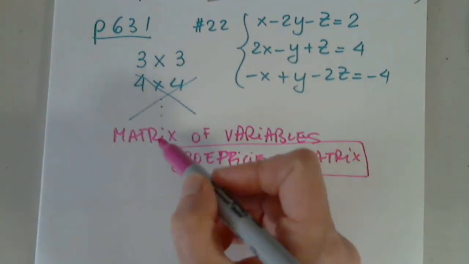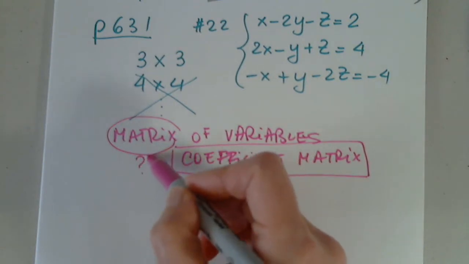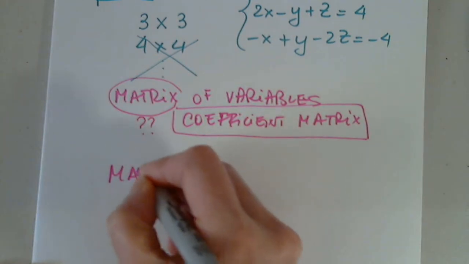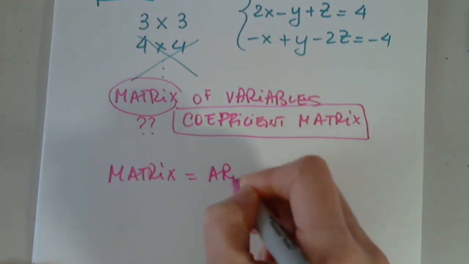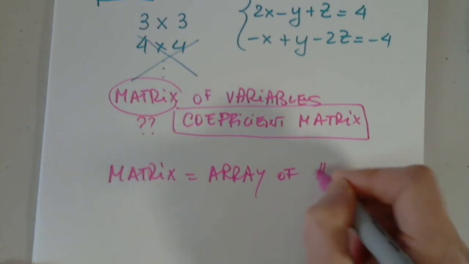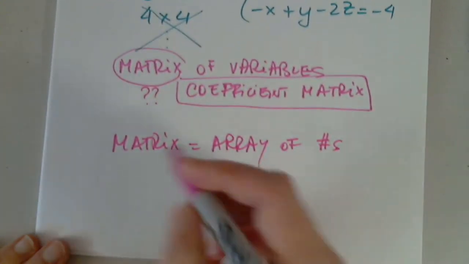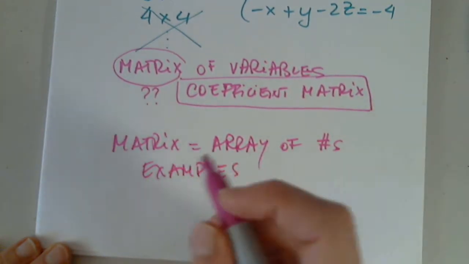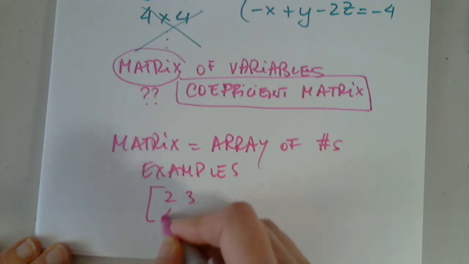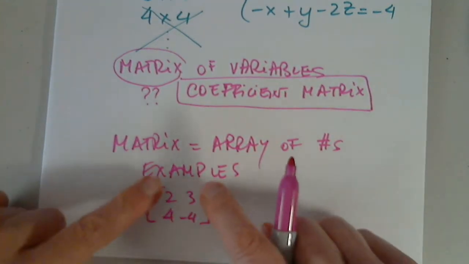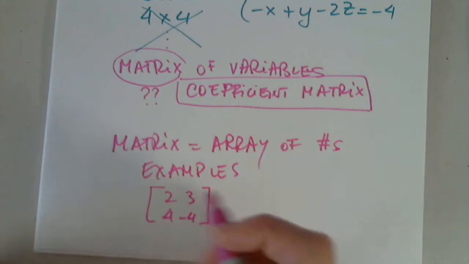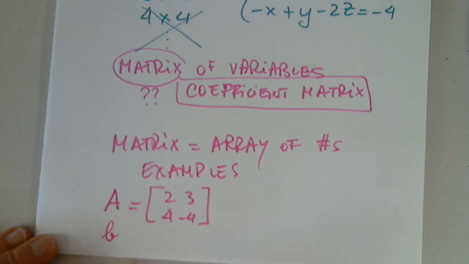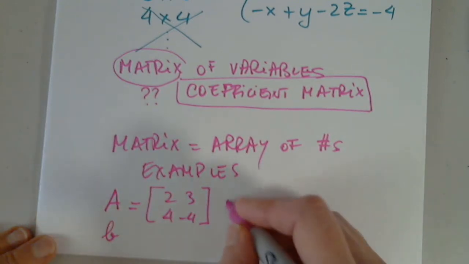And first of all, you can say, wait a minute, you haven't even explained what a matrix is. Here's what a matrix is. A matrix is an array of numbers. Okay, here are examples of a matrix. Notice the brackets. And the notation is normally an uppercase letter, but it could be a lowercase letter as well. Okay, so here's another.